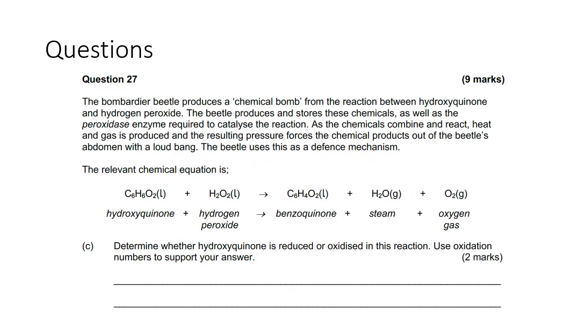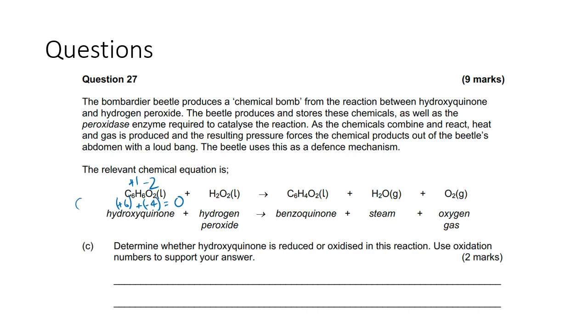All right, and then this bombardier beetle making some cool stuff. Determine whether the hydroxyquinone, which is that one there, is reduced or oxidized. Use oxidation numbers to support your answer. So we'd have to work out the oxidation numbers of this stuff. So the oxygen is -2. Now let's do that in blue. The oxygen is -2. There are 2 of them, so it makes in total -4 in brackets. Okay, the hydrogen is +1, so that makes +6 in brackets. We know that this must be all equal to 0 because it's a neutral molecule.